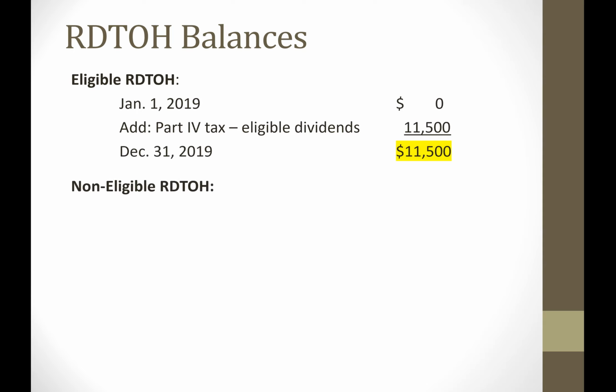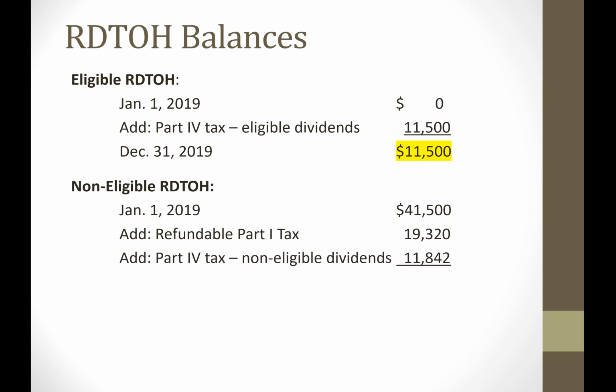Now let's move on to the non-eligible. At the beginning of the year, the non-eligible RDTOH account balance had $41,500. We determined that during that transitional calculation that we did at the beginning of this question. Then we add all the refundable taxes that Bowen Ltd is going to pay this year that get added to the non-eligible account. One of those amounts is the refundable Part 1 tax, $19,320, and also the Part 4 tax related to the non-eligible dividends received from the connected corporation, Salt Spring. We add up those amounts, and so our ending balance in the non-eligible RDTOH account is $72,662.